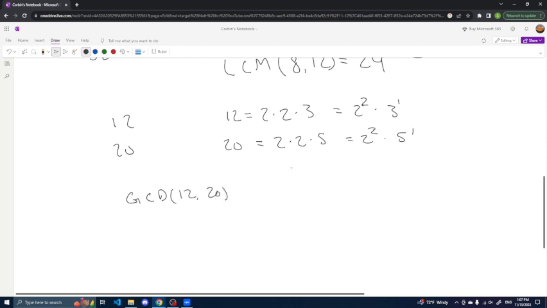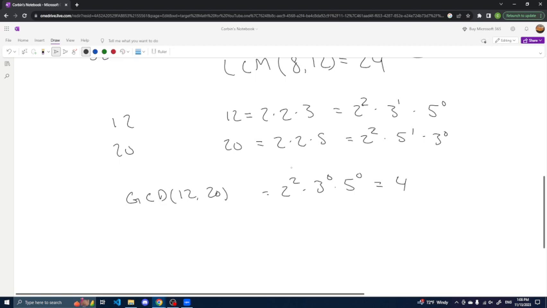So here we're looking for the minimum. Again, we have 3 to the 0 here, and we have 5 to the 0 here. And so our minimum would be 2 squared times 3 to the 0 times 5 to the 0, which is equal to 4. Now let's go ahead and try another example.